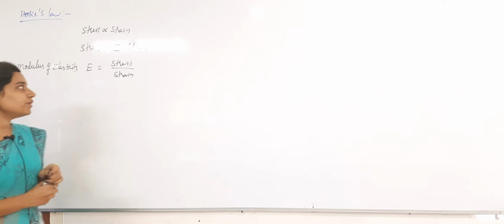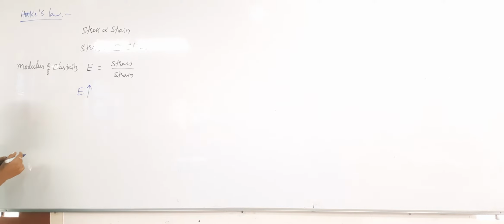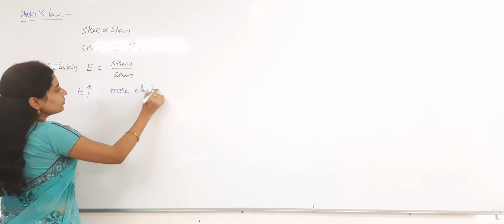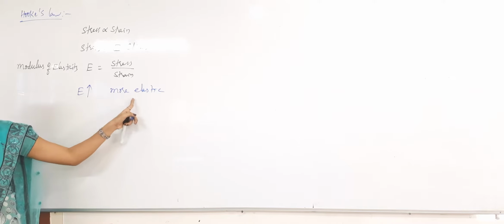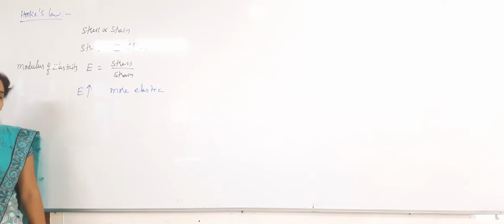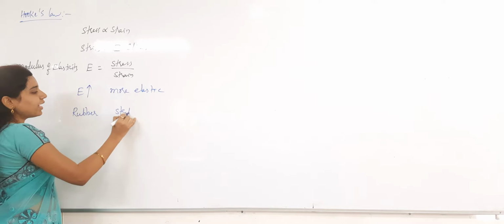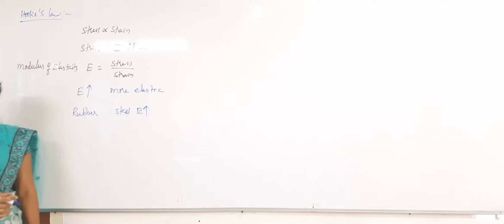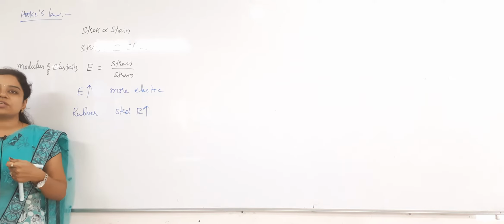Whenever the elasticity increases, at that time we can say that the material is more elastic. Whichever material has more modulus of elasticity, that material is more elastic. In reality, as compared to rubber, steel will have more modulus of elasticity. In practice, whenever you stretch the rubber, it will elongate more. Whenever you stretch the steel, it will not elongate.